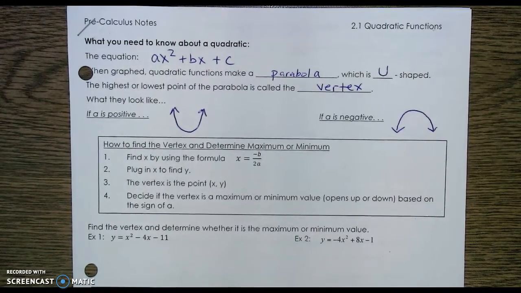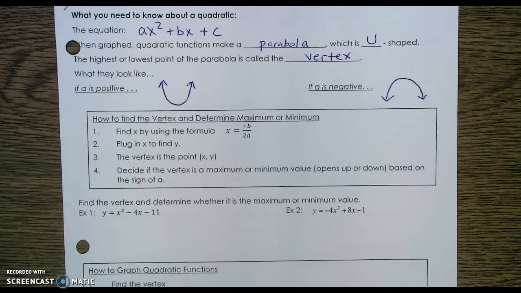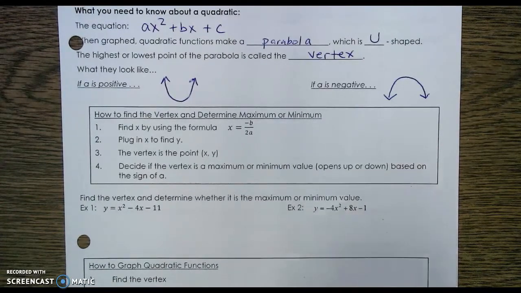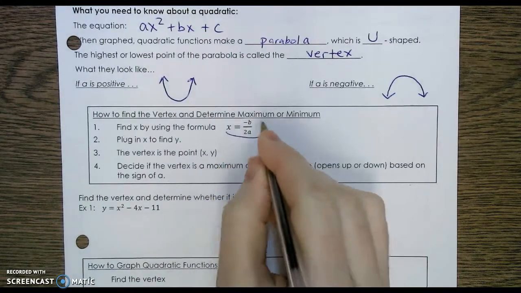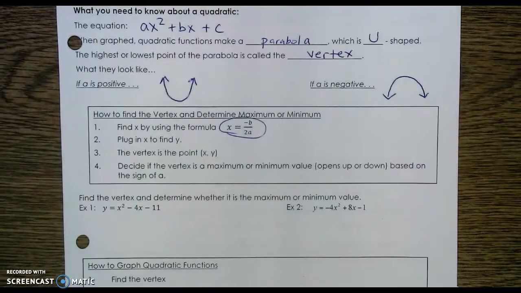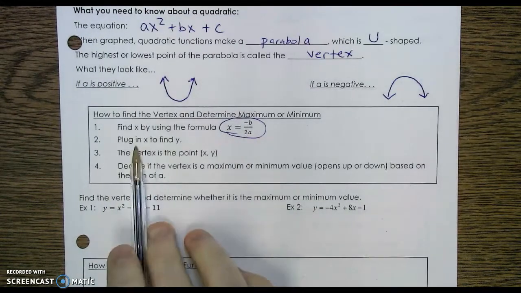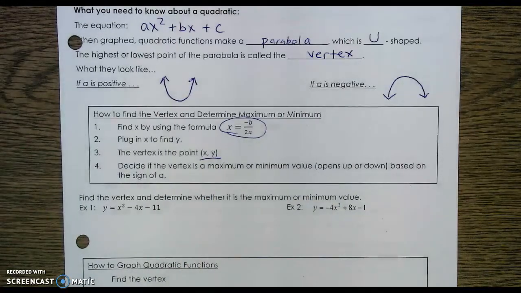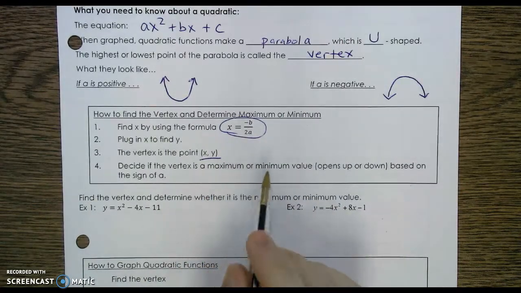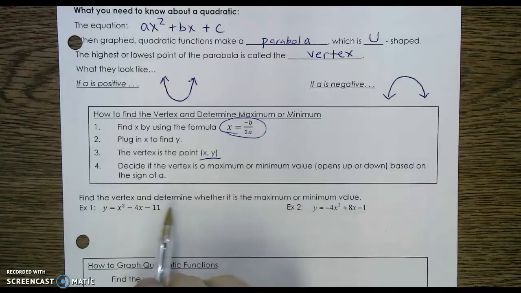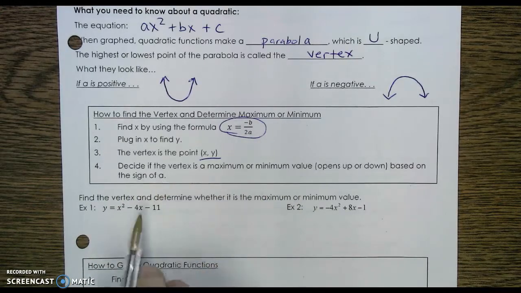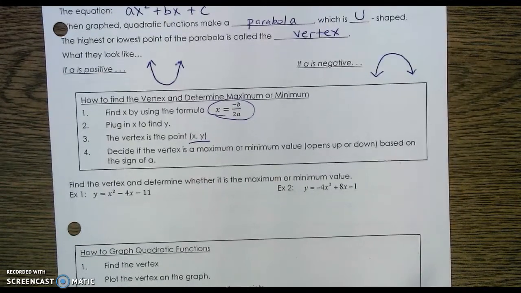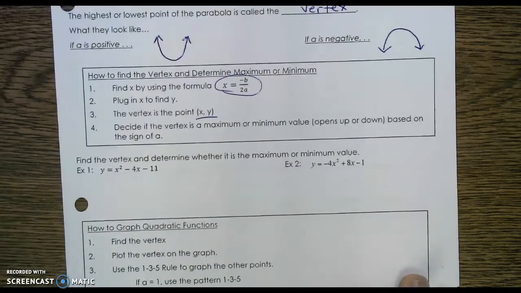The way to graph these is to find the x value of the vertex by using the equation negative b over 2a. Then once we have that x value, we plug it into the function, and that is our vertex. Then we decide whether it is a maximum or a minimum by looking at the sign of a. So this is the first step in graphing, but here we're just determining whether it's going to be a maximum or a minimum value.